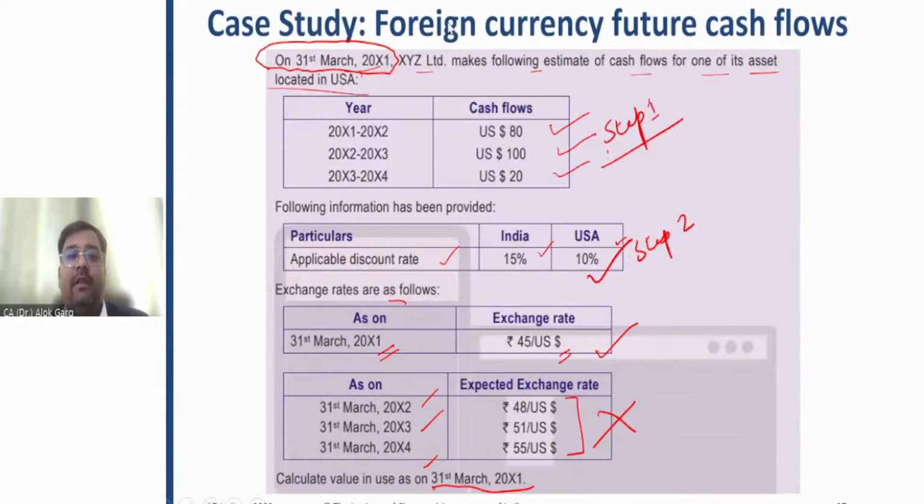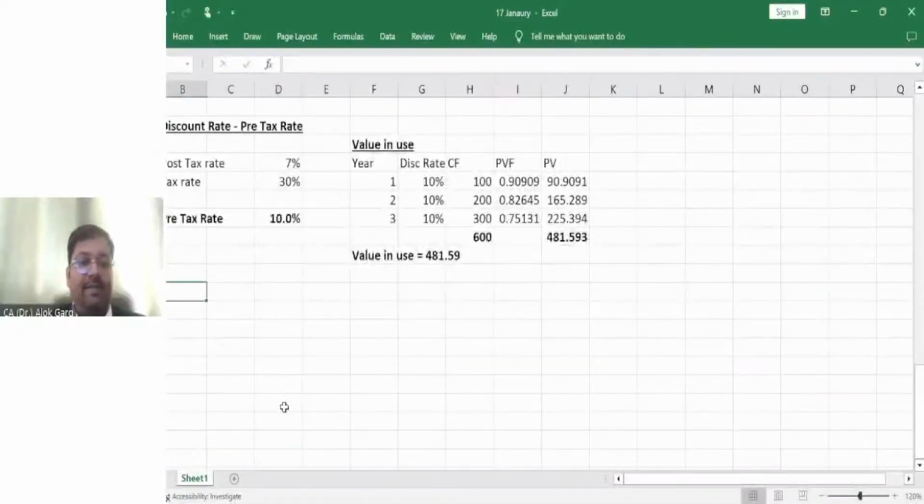Please let me know if my Excel file is visible. Please let me know, guys, if my Excel file is visible. Is it visible?